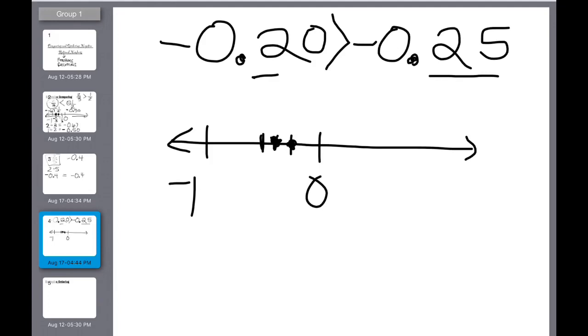The other way to do it is to always think about money. Would you rather owe somebody 20 cents or 25 cents? Money and owing to me is the easiest way to really think about comparing and ordering negative numbers. You don't want to owe money. The less money you owe, the better it is. So if you owe 20 cents, that's a greater number than owing 25 cents because you owe less. The less you owe, the bigger the number. So negative 2/10 or negative 20 hundredths is larger than negative 25 hundredths.